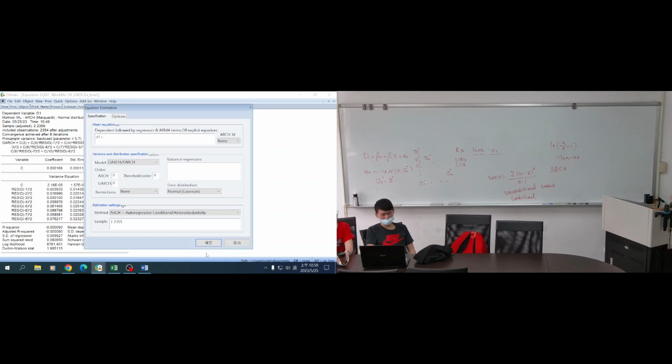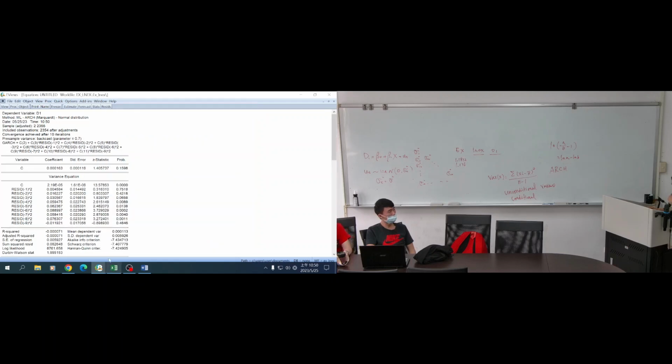So the 9th lag is not significant. It seems that up to 8 is much better for expressing the behavior of the residuals. All right, good.